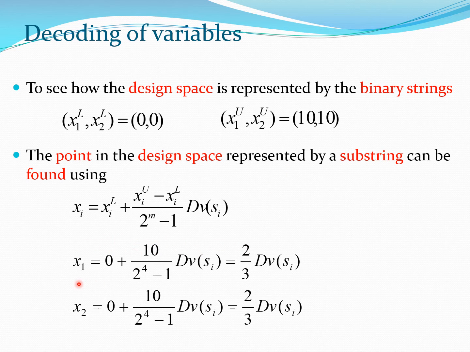So let us say x1 is here. I take xiL, which is 0 here. I get xiU minus xiL, which is 10 minus 0, divided by 2 to the power of 4 minus 1, since I have taken 4 bits, times the decoded value of Si. Since this is 15, 10 by 15, I get 2 by 3. So x1 will be 2 by 3 of the decoded value of Si, and x2 will also be 2 by 3 of the decoded value of Si. Now these formulas can be used to obtain the actual design variable from the decoded value of the string.